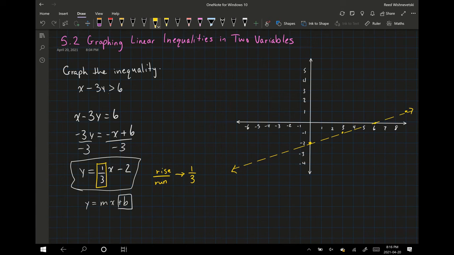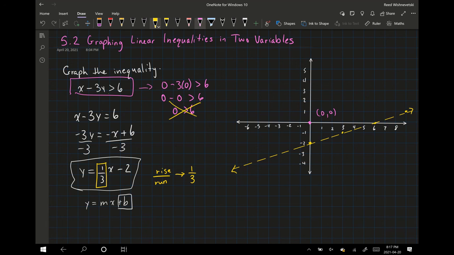Now we need to figure out if our solution set is going to be above this line or below it. So I'm going to go ahead and test the point 0, 0. Why? Because zeros are easy to work with. So we're going to plug those points into our original inequality over here. So you're going to have 0 minus 3 times 0 is greater than 6. And if we do some math here, we can see that we're going to end up with 0 is greater than 6. Now we know this is not true. So that means that the point 0, 0 is not in our solution set. So that means it's got to be below our line.